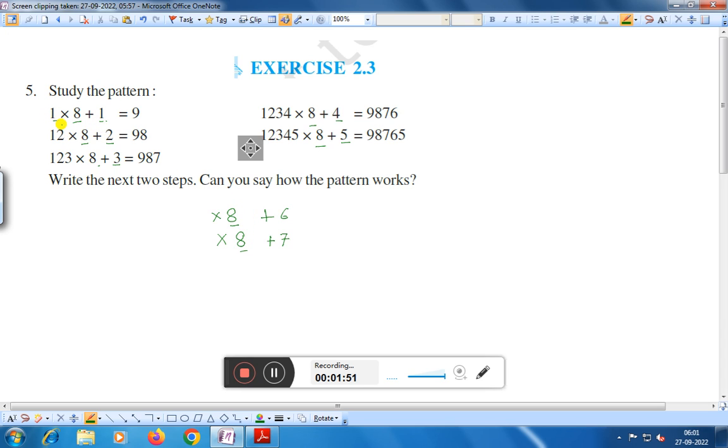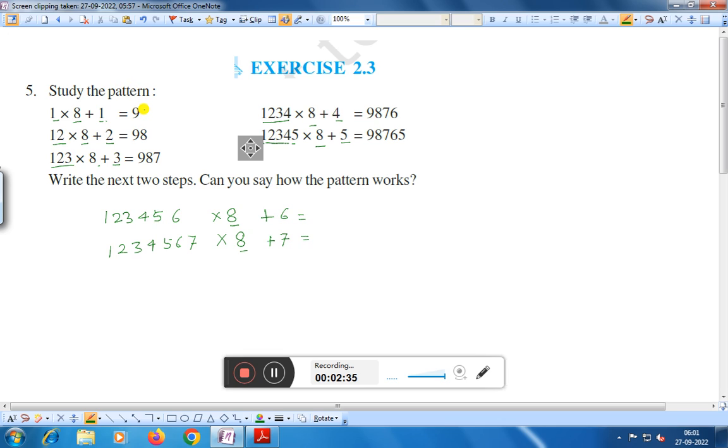Now you see this pattern. The first one is 1. After that 1, 2. After that 1, 2, 3. After that it is 1, 2, 3, 4. After that it is 1, 2, 3, 4, 5. Therefore, the next number will be 1, 2, 3, 4, 5, 6. And the next number will be 1, 2, 3, 4, 5, 6, 7. Okay. Now we will get this number.